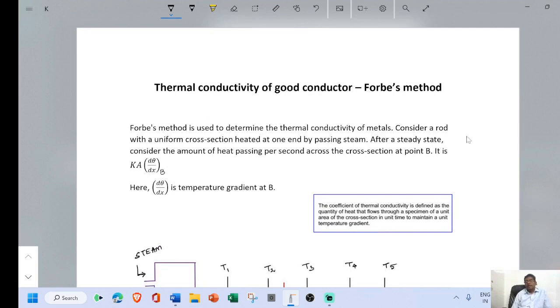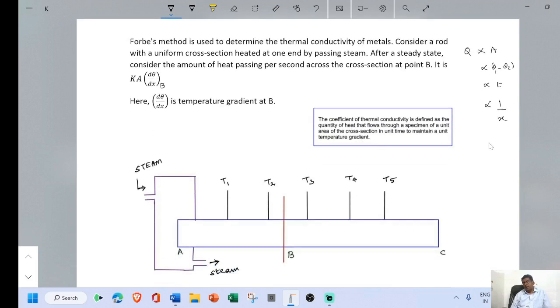We know that quantity of heat energy passing through the specimen is directly proportional to area of cross section, directly proportional to temperature difference, directly proportional to time, and inversely proportional to distance. Now combine all this, you may get Q is proportional to A(θ1 − θ2)t/x.